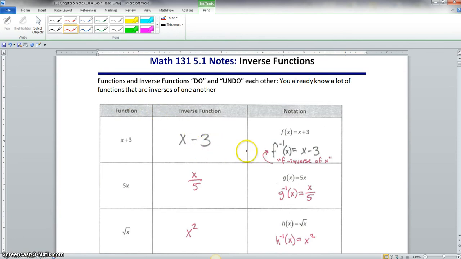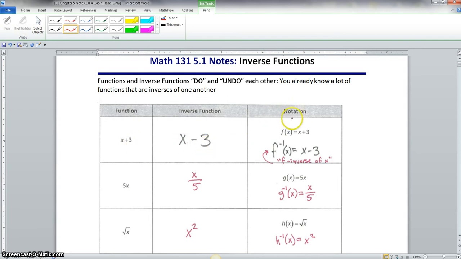Now listen, I had to take the liberty of having these charts filled out because like I said in previous videos, they jump a little bit. So here we have x plus 3, the inverse is x minus 3.